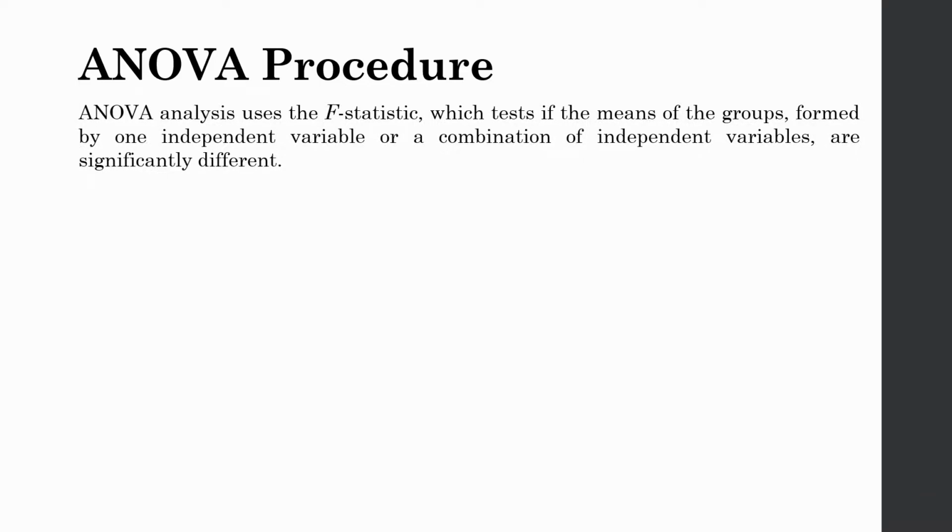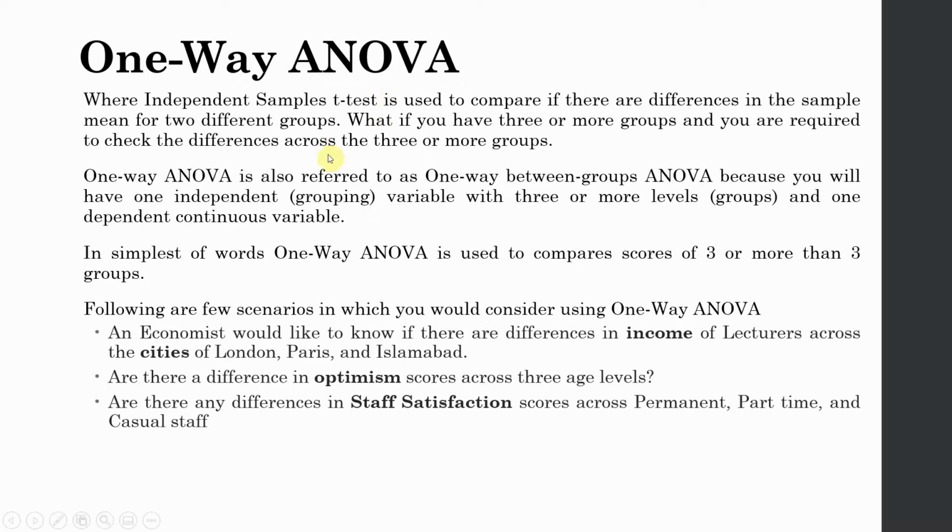ANOVA analysis uses the F statistic, which tests if the means of the groups, because obviously we are comparing the means in each group with each other, formed by one independent variable or a combination of independent variables, are significantly different. What we are doing is comparing means, whether the average spending of group 1, group 2, group 3 is different or not. For example, the income of lecturers: whether the average income of lecturers in London, Paris and Islamabad is significantly different from each other.